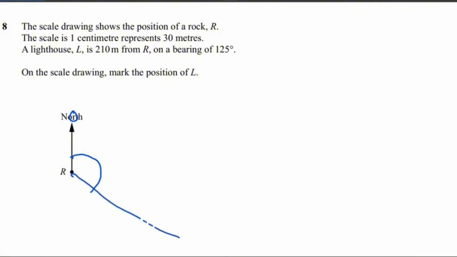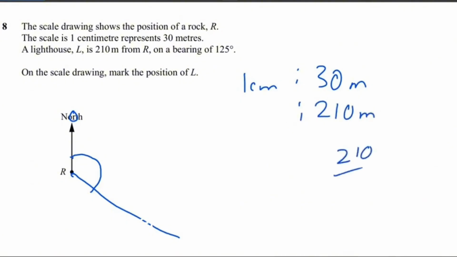Since 1 centimeter is representing 30 meters, then it must mean that 210 meters is being represented by 210 over 30, which equals 7. So you must measure 7 centimeters from this point. This one will be 7 centimeters up to a point which you are going to mark with a circle, and then you are going to call this position L.